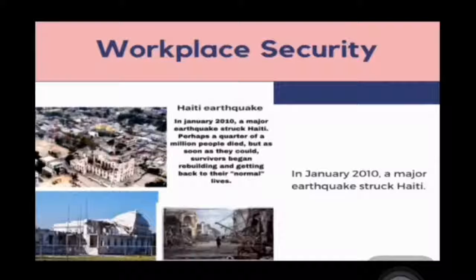Last is the Haiti earthquake. In January 2010, a major earthquake struck Haiti. Around 1 million people died and 250,000 residents had their houses or buildings damaged or destroyed, and over 3 million people were affected. They needed security for their place and workplace. But as you can see, they could survive, begin rebuilding, and get back to their normal lives.